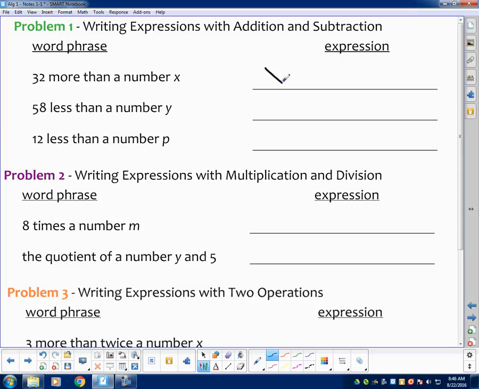It should be X plus and then 32. 58 less than the number Y would be Y, and the less than says minus, and then 58, so more than or less than works the same way. So more than is addition, less than subtraction. 12 less than a number P would just be P minus 12.